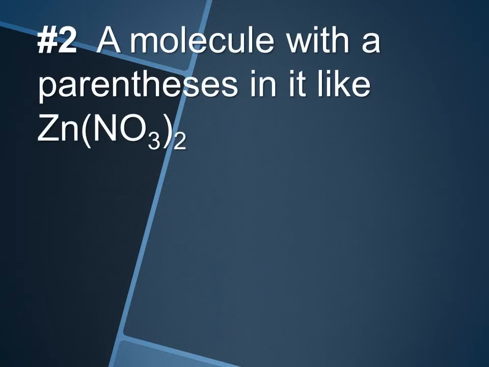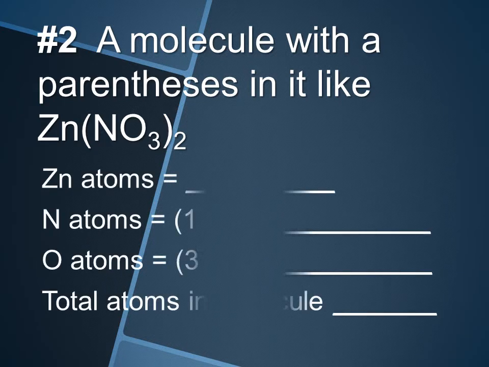Let's do a second example. In this example, you have a molecule with a parentheses in it. Parentheses in science are a little bit like math, but they're also a little bit different. So if you have a number by your parentheses, it won't be in front, it'll be behind. So here you have an NO3 inside and a little 2 outside. The same concept applies though. You're going to be multiplying.